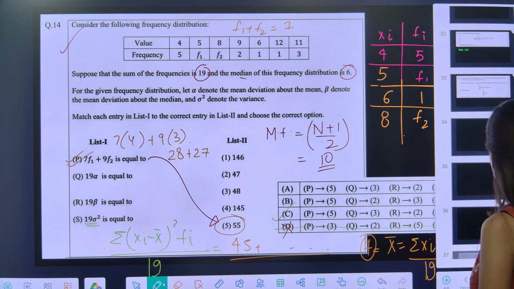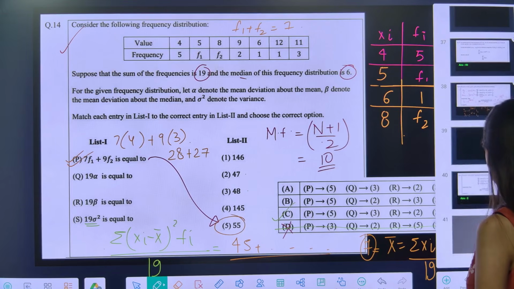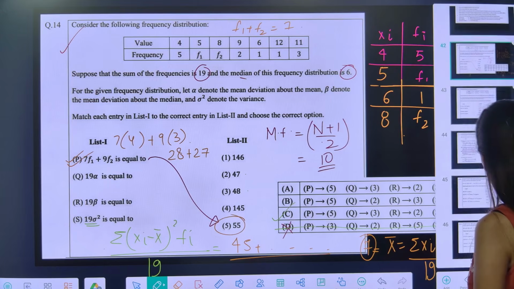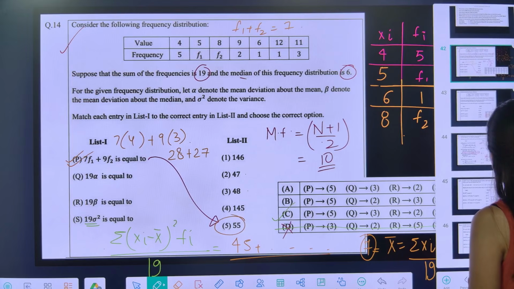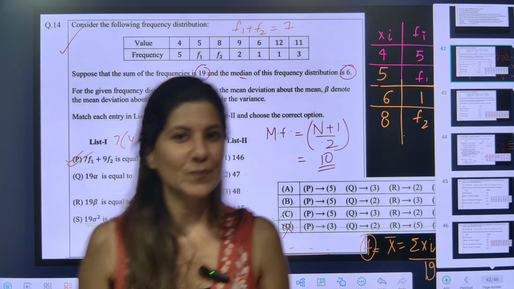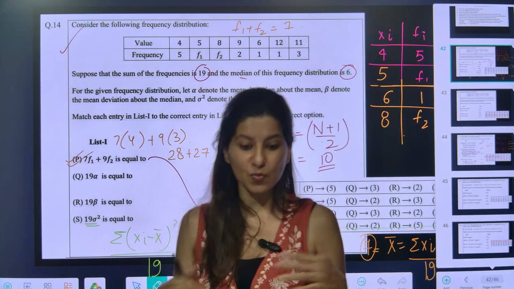19 plus 4 again, 23. 23 plus 4 again, so 23 plus 8, 31 marks. Out of 60, 31 marks. We have scored more than 50%.